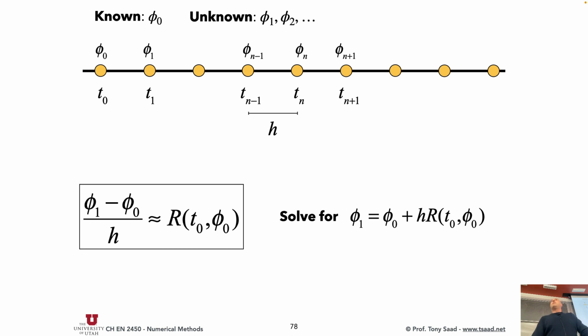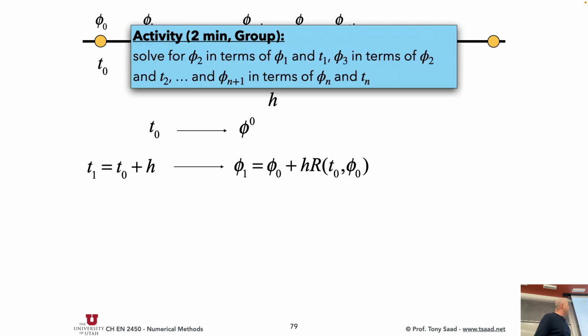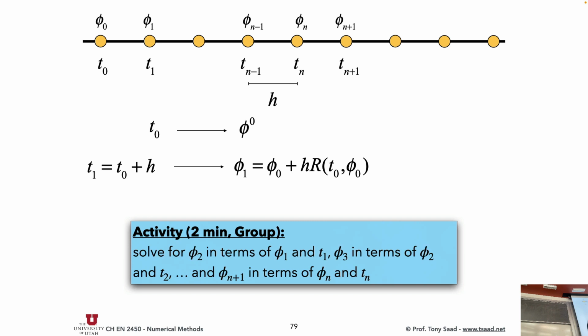Once you have φ1, you can use the same strategy to solve for φ2. So then φ1 is φ0 plus Δt times r at t0, φ0. So now go ahead and build φ2, φ3, and all the way to φ_{n+1} recursively. Just do a couple, and then you'll see the general formula. And put the time here. So t2 is t1 plus h. So that means φ2 is φ1 plus whatever. Okay?